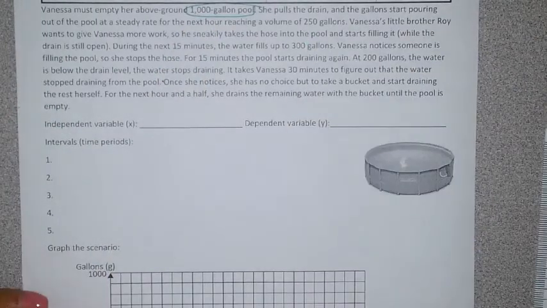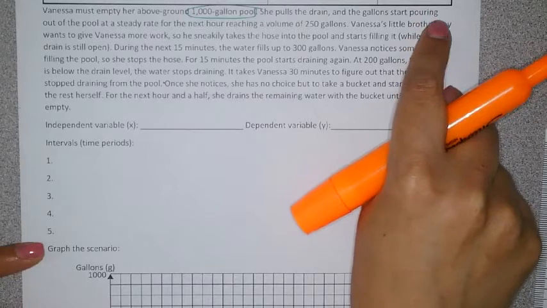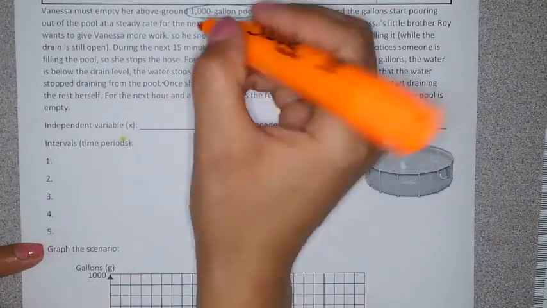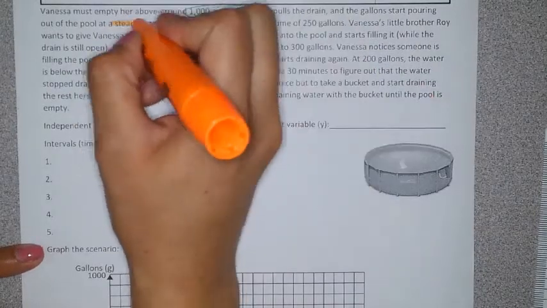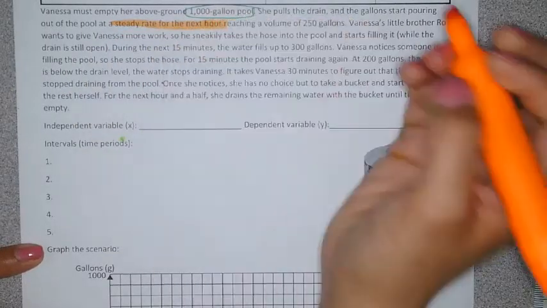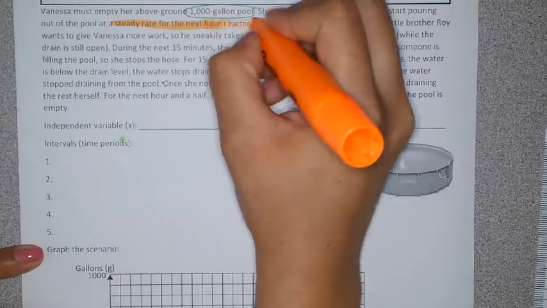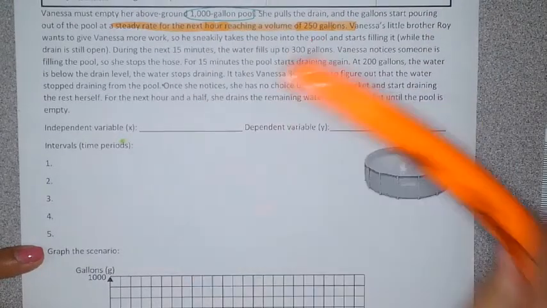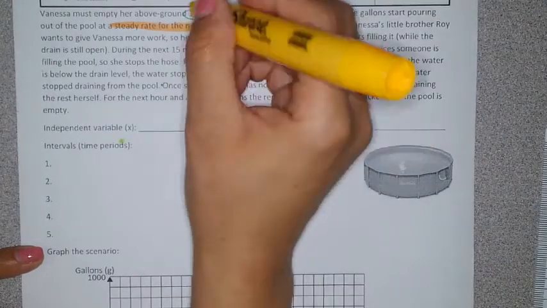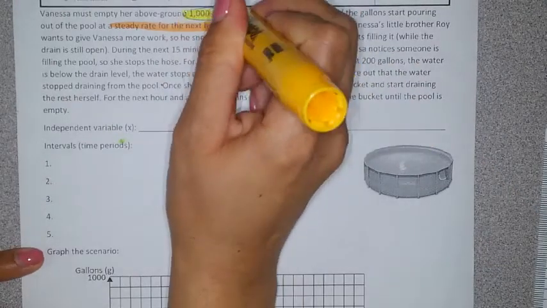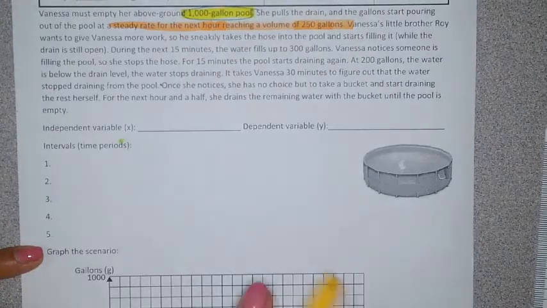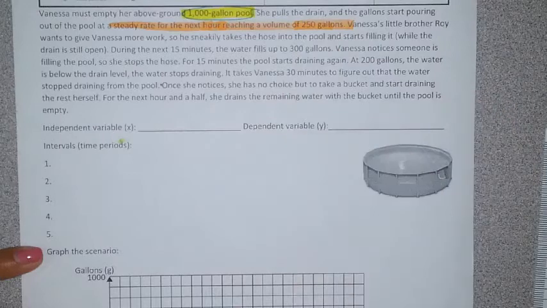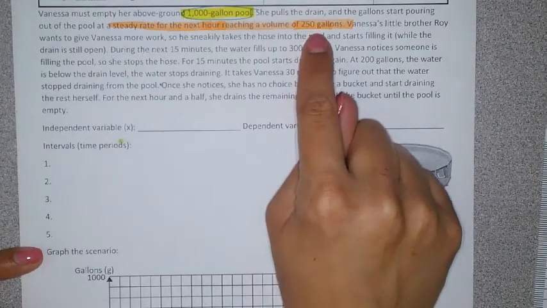Okay, so the first thing says she pulls a drain and the gallons start pouring out of the pool at a steady rate for the next hour, reaching a volume of 250 gallons. So this is my start point, 1,000 gallons, and then she starts pouring it out for 1 hour and it reaches 250.